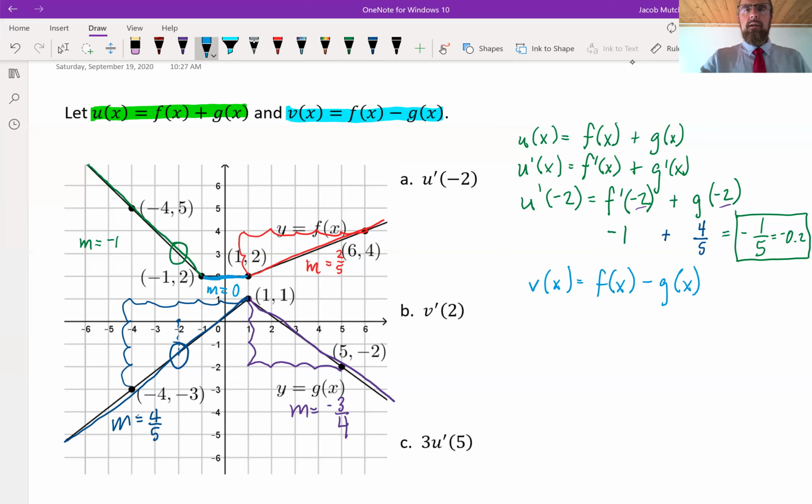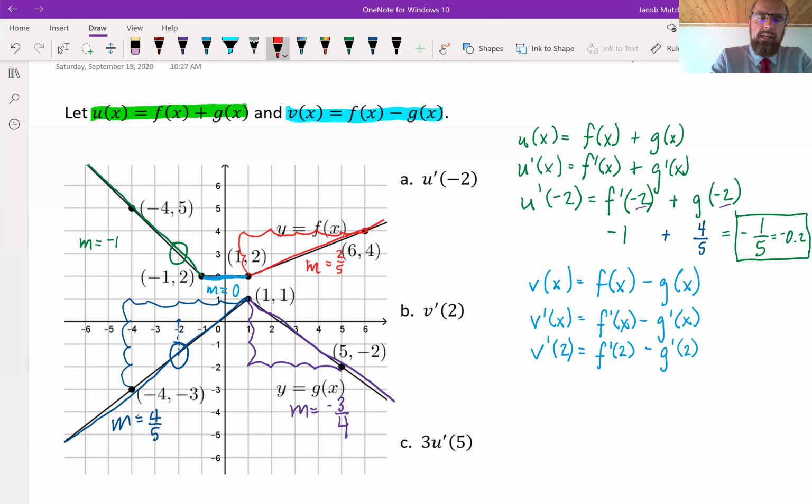And again, if I apply the difference rule for differentiation, that means the derivative of v of x is going to be equal to the derivative of f of x minus the derivative of g of x. But again, notice if I plug in that x value of 2, really what I'm looking at is those individual slopes. So we're looking for the slope of the f function at 2, then we subtract from it the slope of the g function also at 2. Those are the two things we need to find.